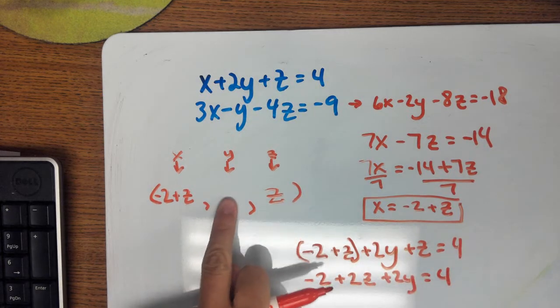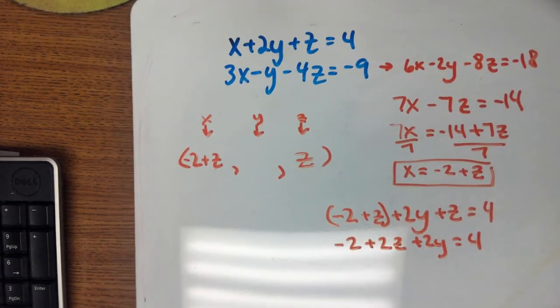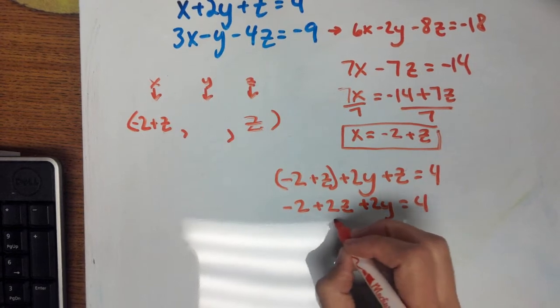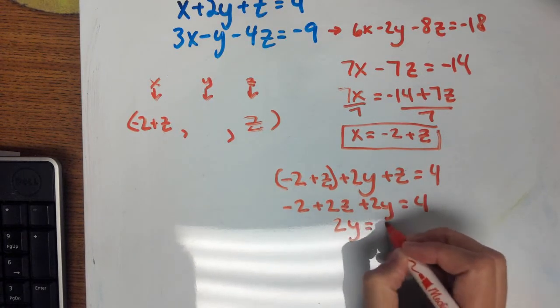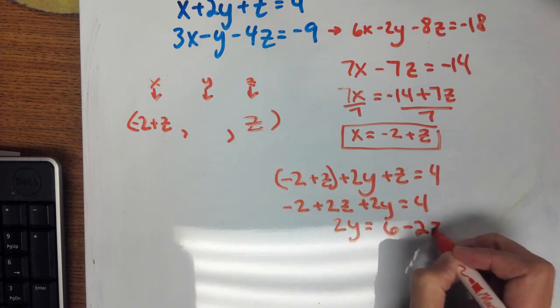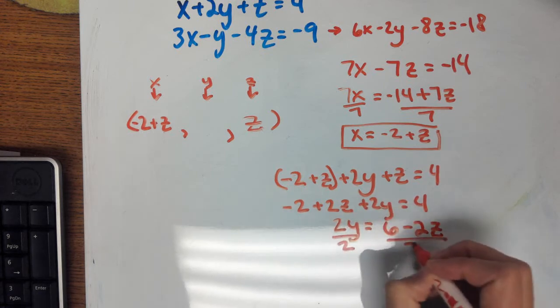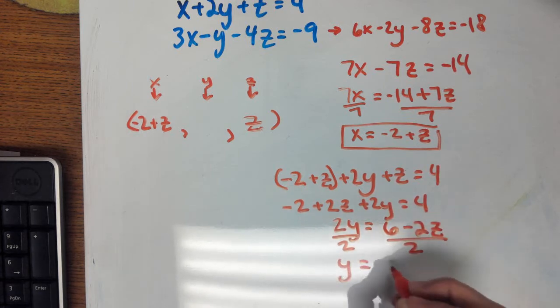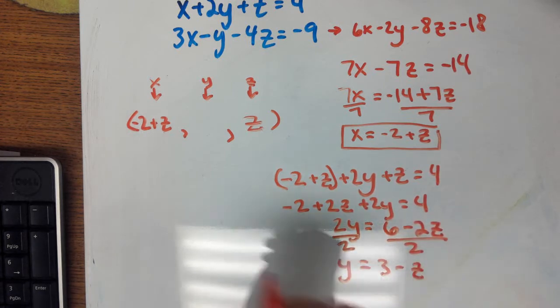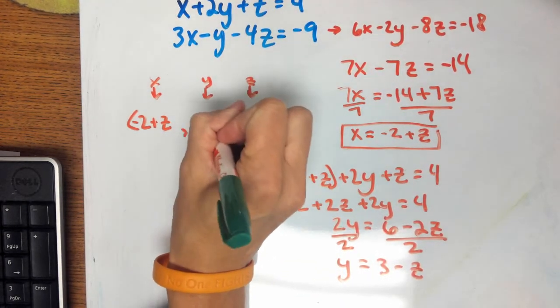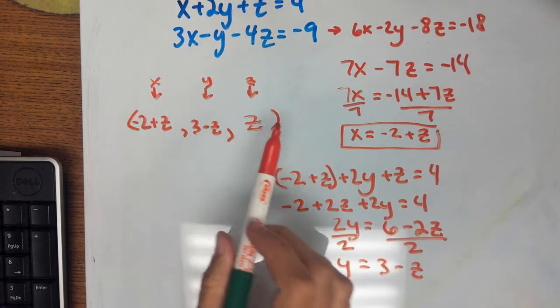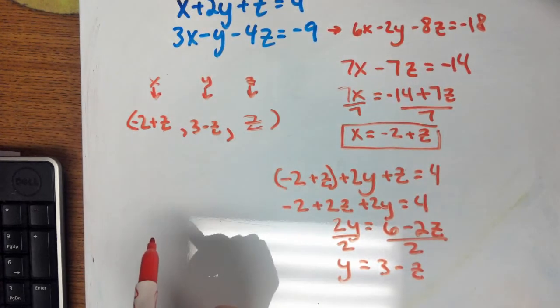And I'm missing y, so I need to isolate y. So then I would keep y on the left side. That's going to give me 6 minus 2z. Divide everything by 2 this time, and that's going to give me y equal to 3 minus z. If I plug that in here, then I've got one variable. As long as you just have one variable listed, you are good.